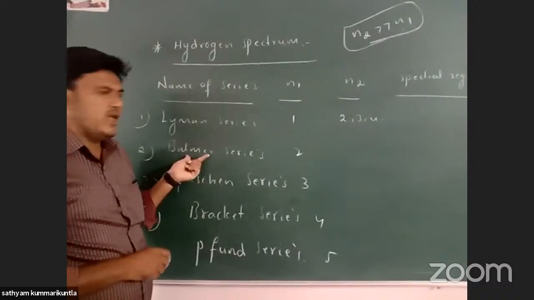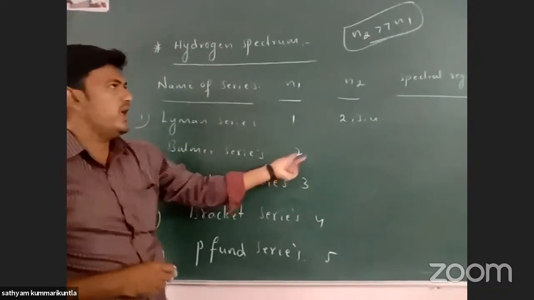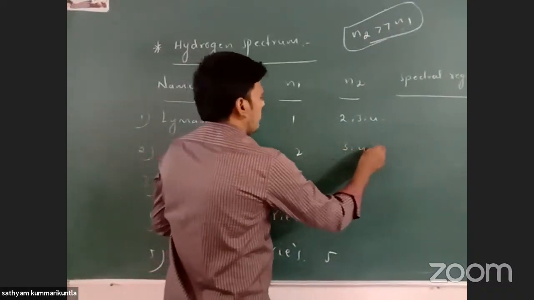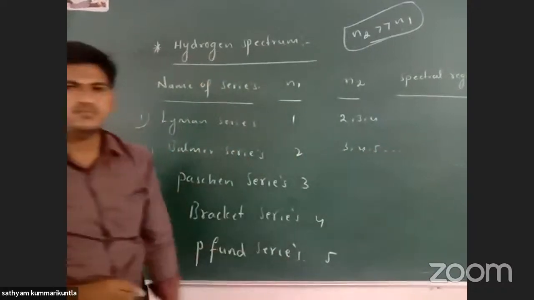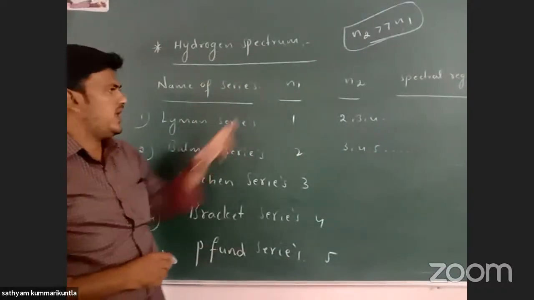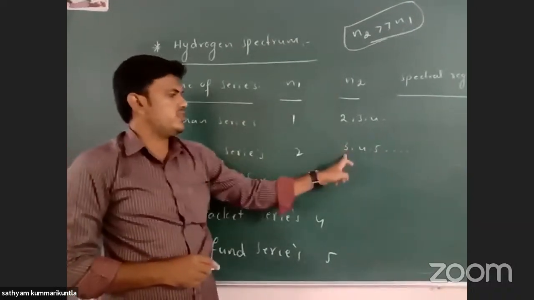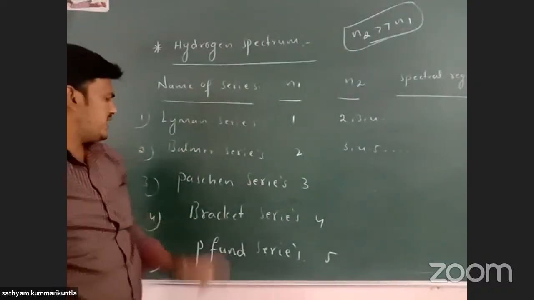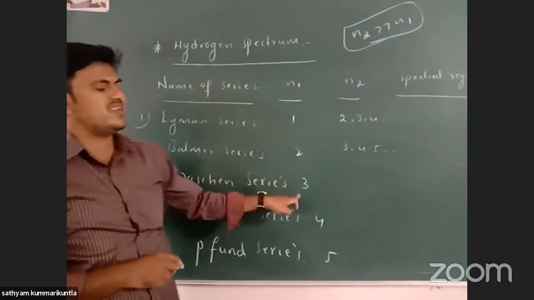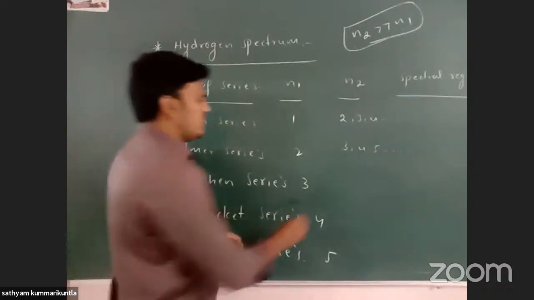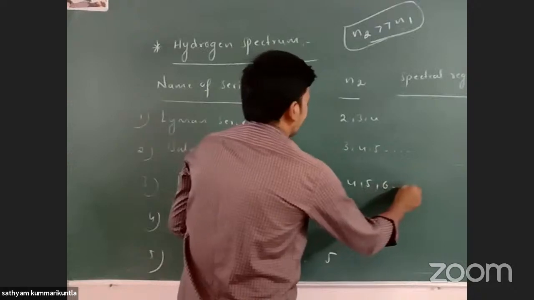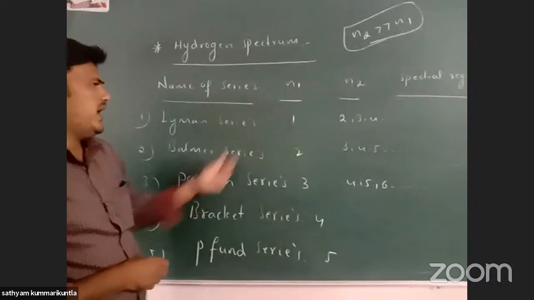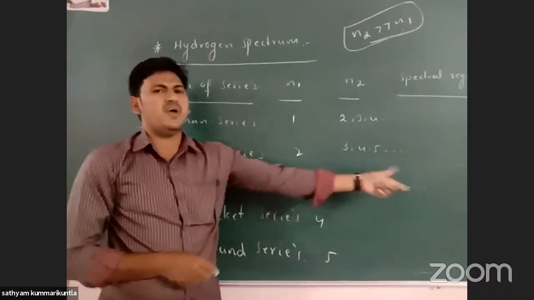Next, Balmer series. In Balmer series, N1 value is 2. N2 is always greater than N1, so remaining 3, 4, 5, etc. So in Balmer series, N1 is equal to 2 and N2 is equal to 3, 4, 5, etc. Next one, Paschen series. Generally, in Paschen series N1 value is 3, so N2 value 4, 5, 6, etc.